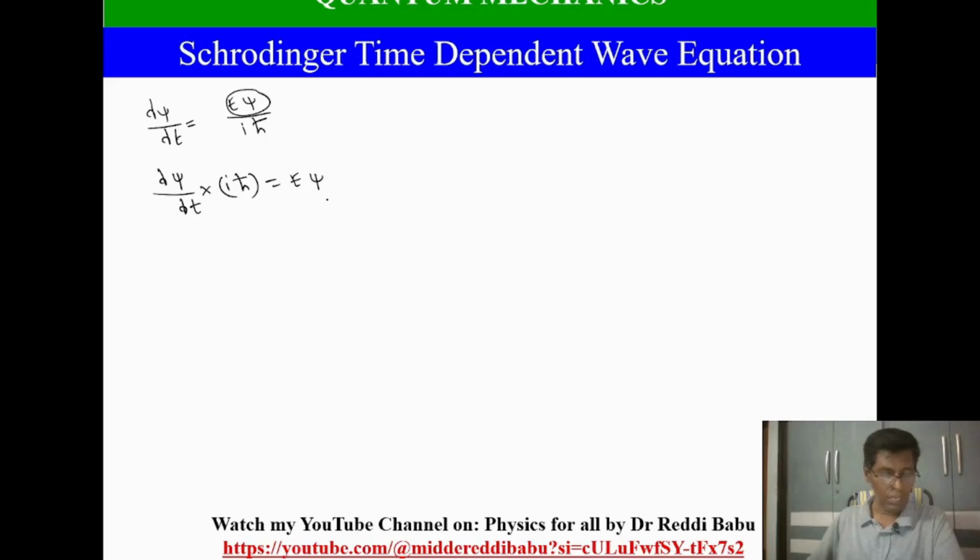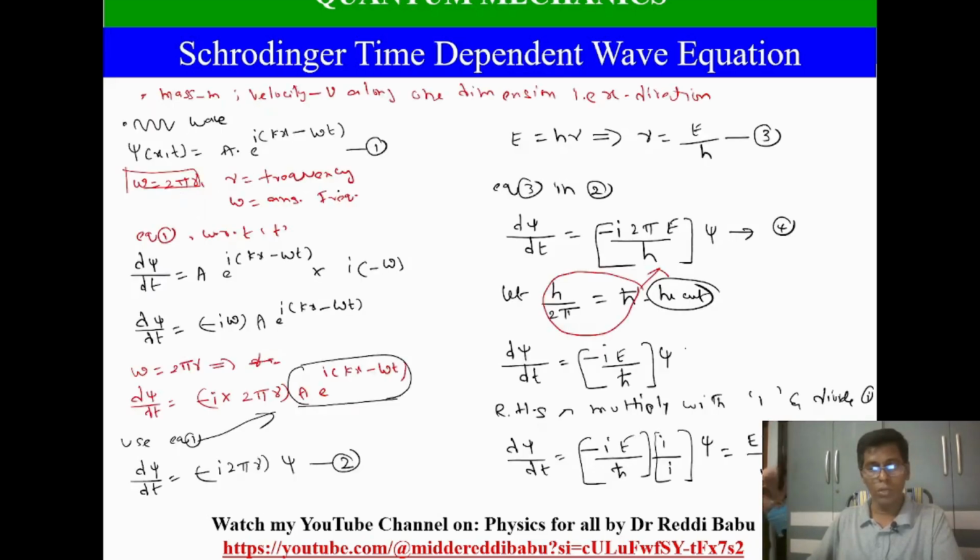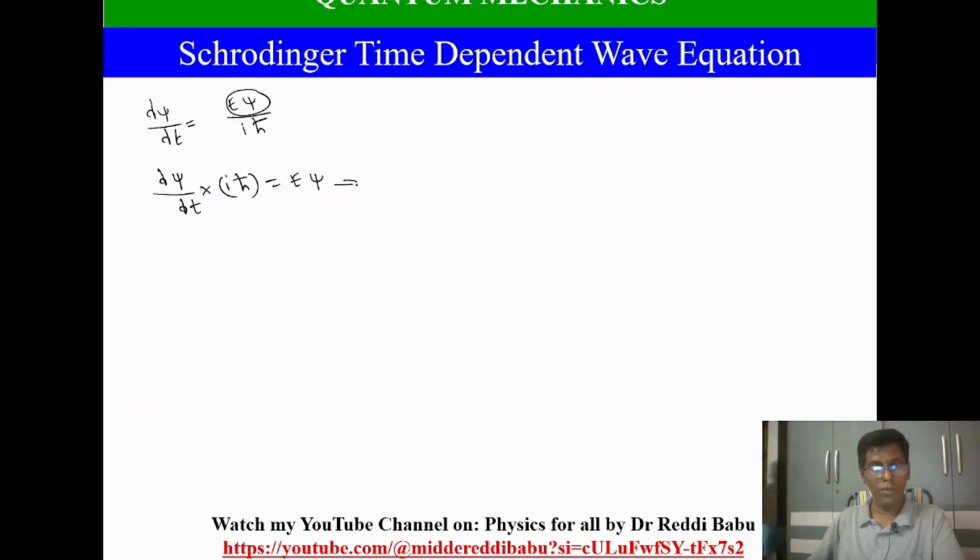This is another equation. We can give equation numbers 1, 2, 3, 4. It is the fifth equation. Now what we have to do? We need to consider the Schrodinger time independent wave equation. We already derived it in the previous video.